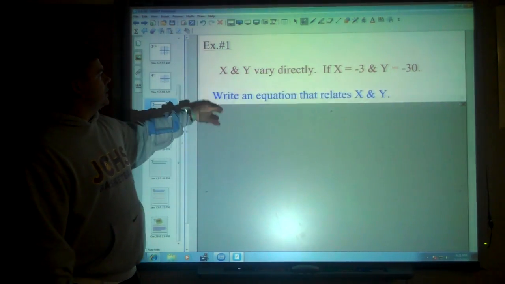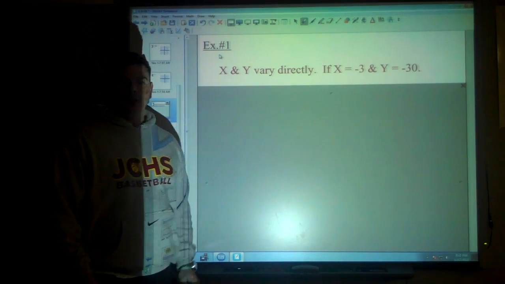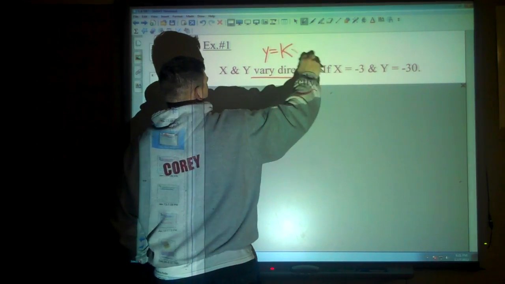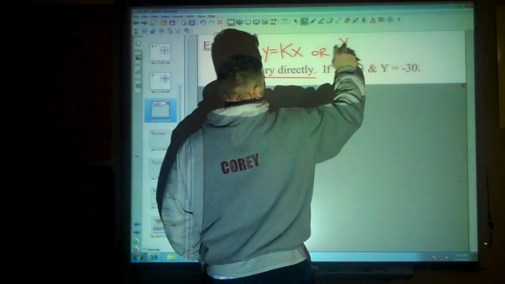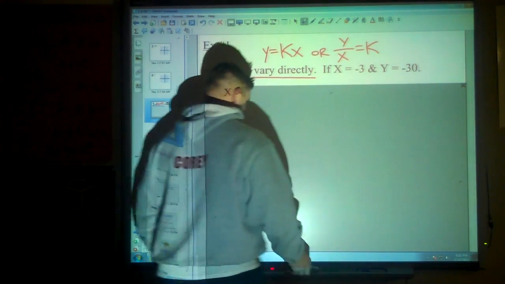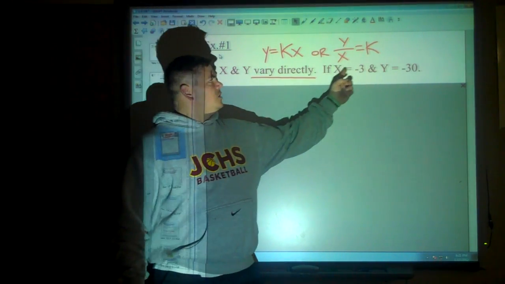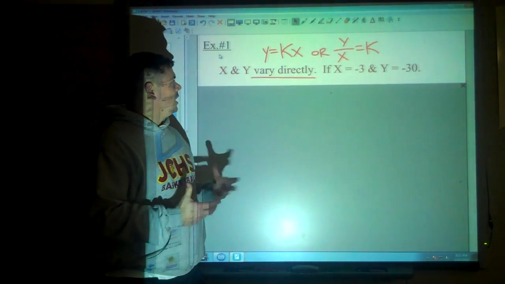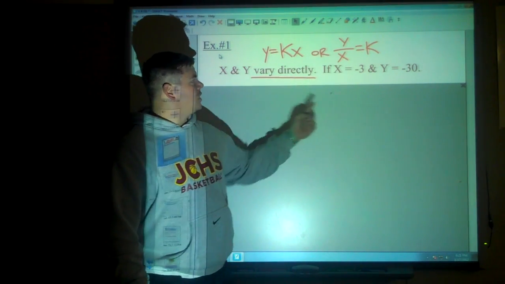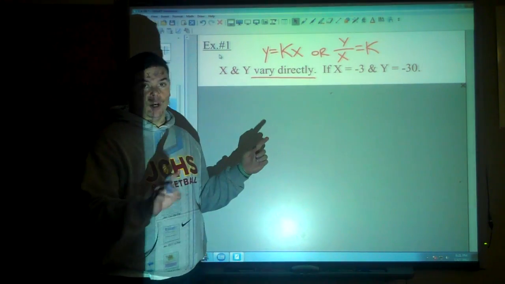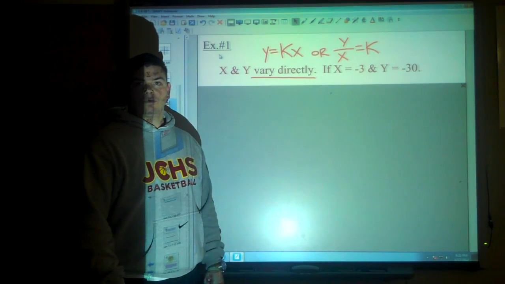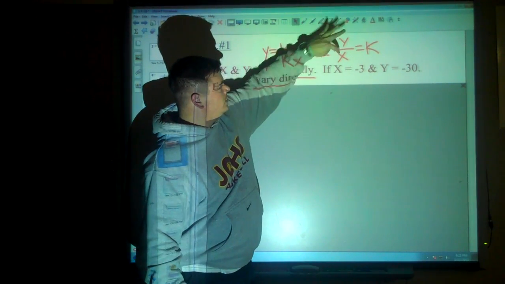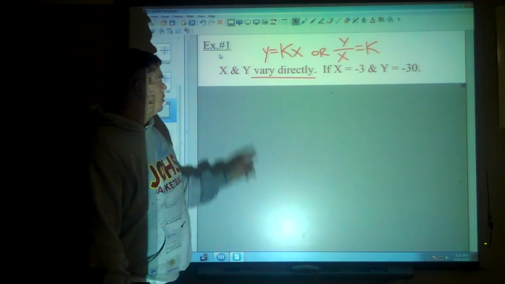Our first example is, let's say that x and y vary directly. As soon as we read this, we know we're dealing with y equals kx, or y over x is equal to k. It tells us if x is equal to -3 and y is equal to -30. So that's a situation. Out of this information, y, k, and x, we're given the x and we're given a y, but what we don't know is the constant. We don't know that, but we can figure it out. It tells us right here, if you want to know the constant, take the y value and divide by the x. So we could do that, all right?